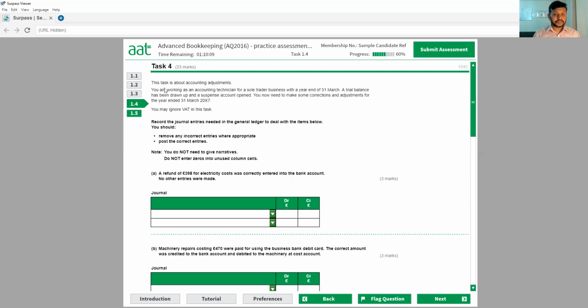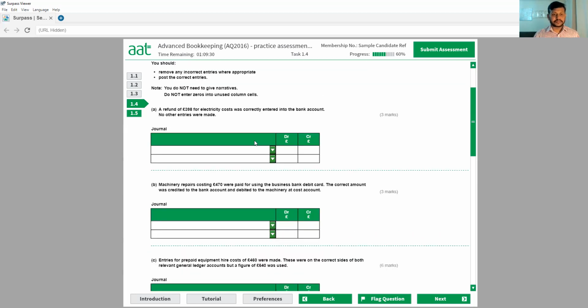Let's read that. This task is about accounting adjustment. You are working as an accounting technician for a sole trader business with a year ended 31st of March. A trial balance has been drawn up and a suspense account opened. A suspense account is created when the debit side of the trial balance does not match the credit side of the trial balance. You now need to make some correction and adjustment for the year ended 31st of March 2017. You may ignore the VAT, so we have to ignore the VAT for that.